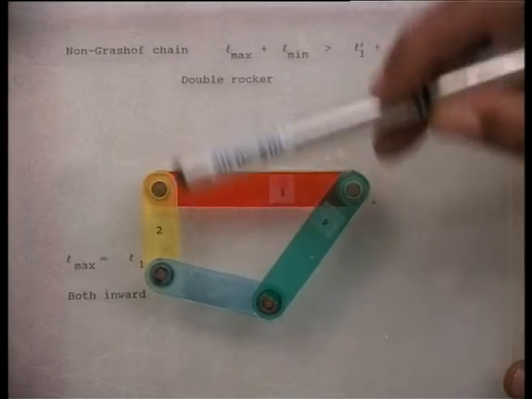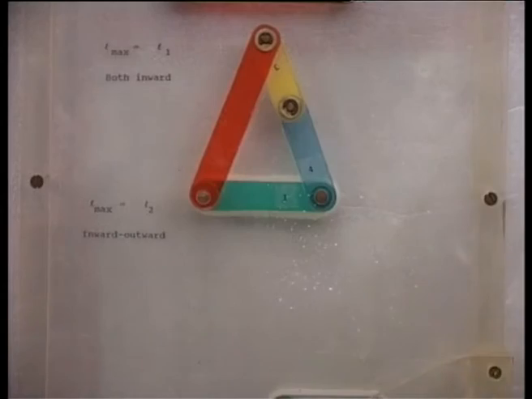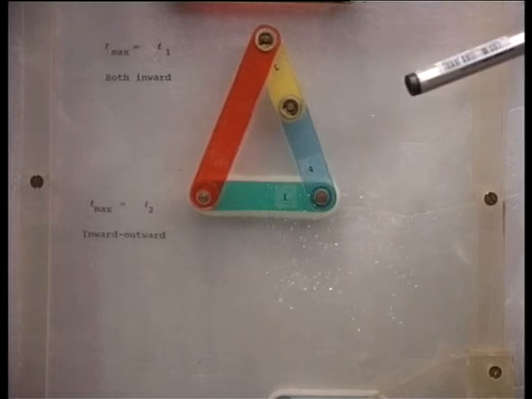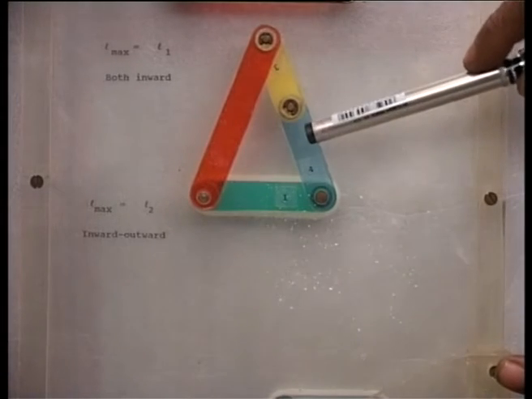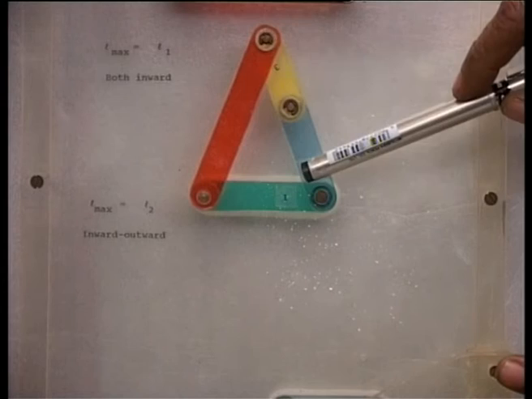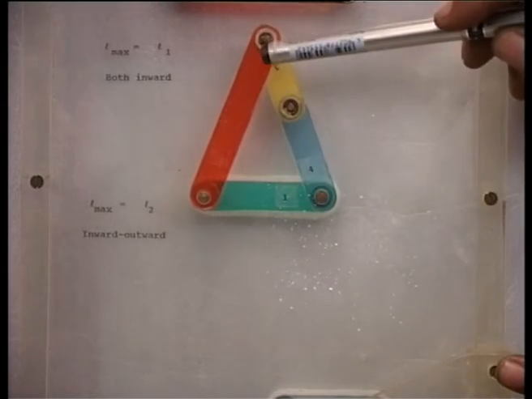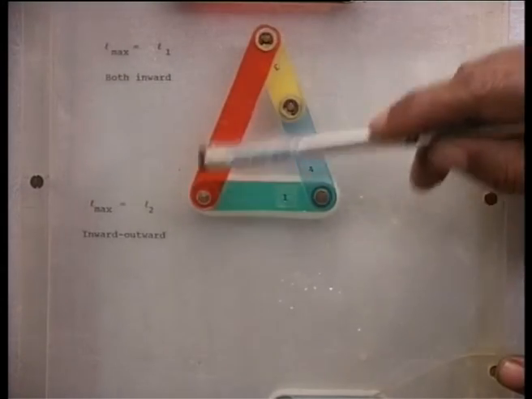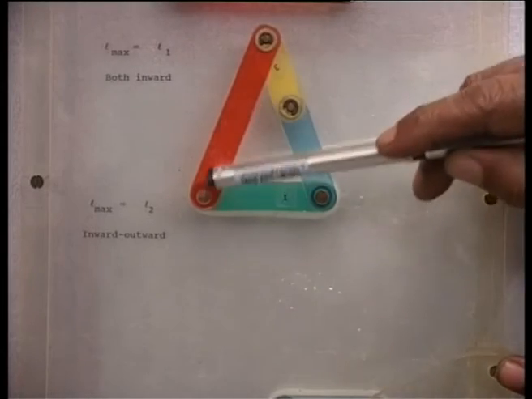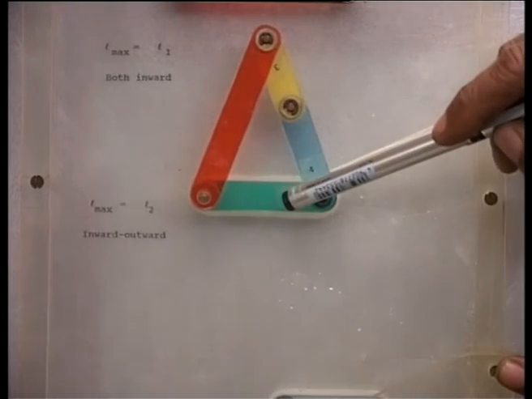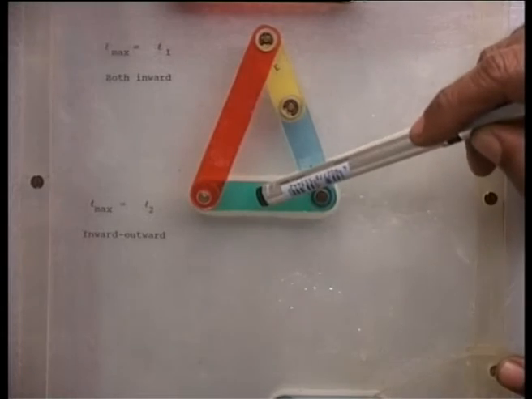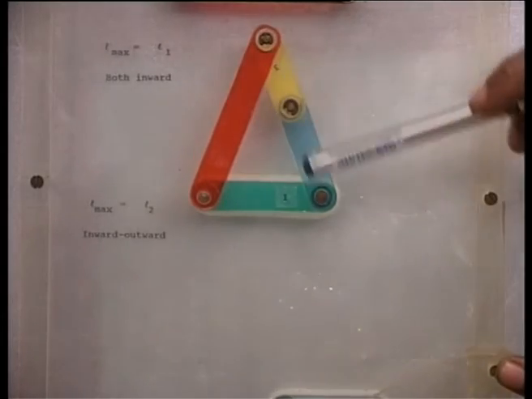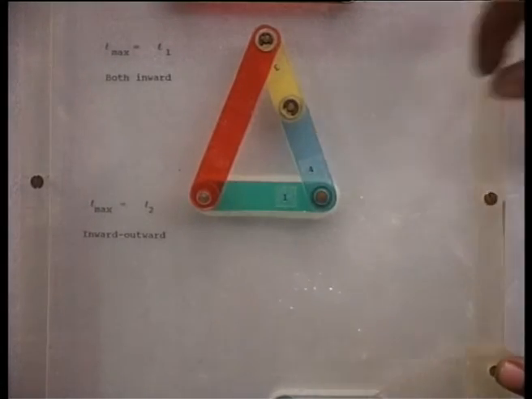That I will demonstrate with a different model. Now, let us consider another kinematic inversion of the same non-Grashof chain. If we remember, in the previous model, this longest link was the frame. Here, the longest link has been connected to the frame. This is the frame, the fixed link. Here again, even in this inversion, we will get a double rocker linkage.